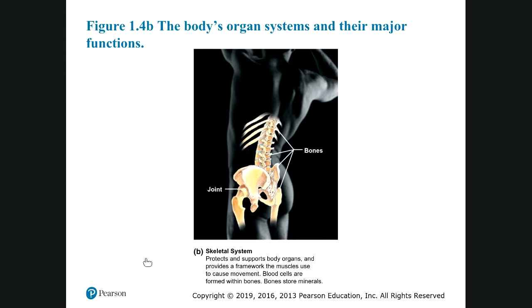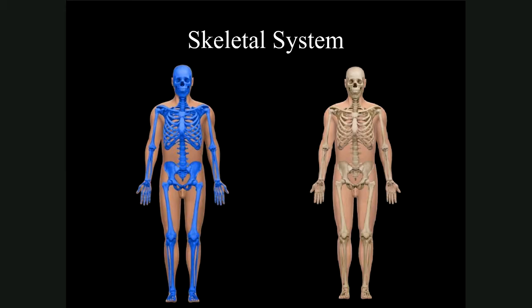Our blood cells, such as our red blood cells, our white blood cells, and our platelets, are going to be produced in our bone marrow. And our bone marrow is found within our bones. The bones are also going to be used to store our minerals, such as calcium and phosphorus. And so what's highlighted in blue here will be all 206 of your bones found within the skeletal system.